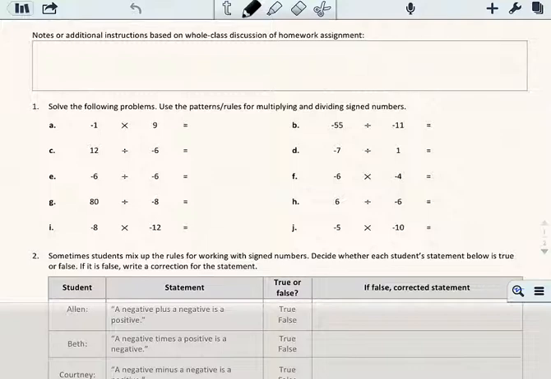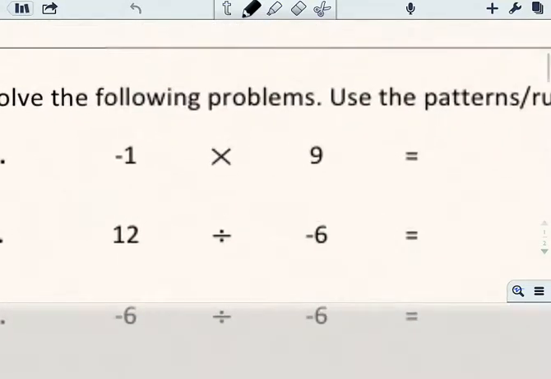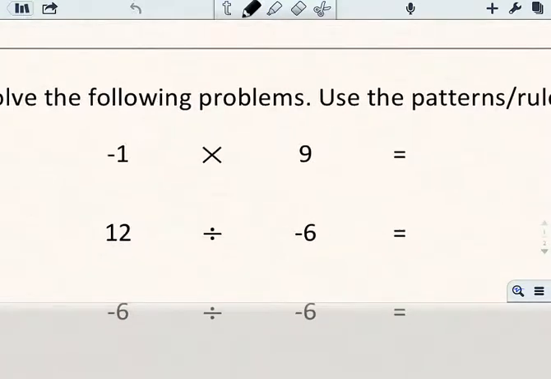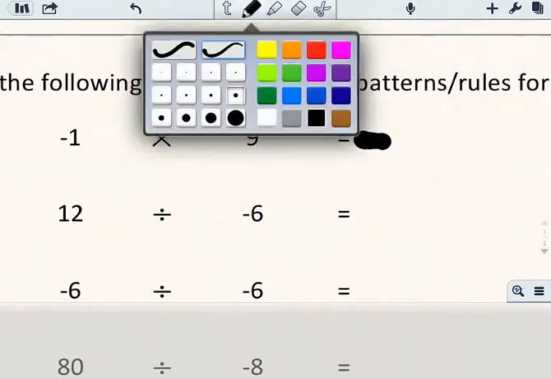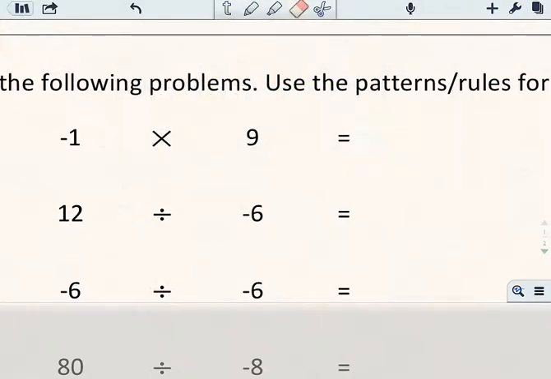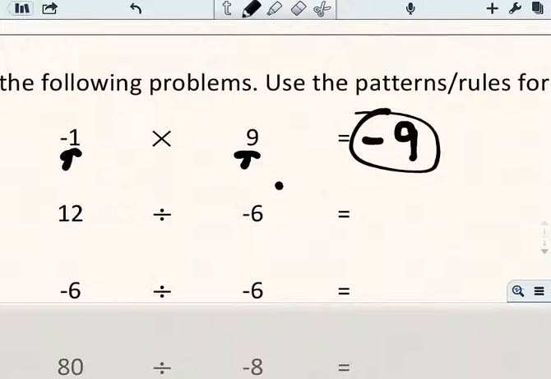Here we have a negative 1 times a positive 9, so I automatically know my number will be negative. Let's dial it back. So we automatically know we're going to have a negative answer. Then all we really have to think about is what's 1 times 9. Of course, in this case, 1 times 9 is going to be 9. Negative, of course, because one's a negative, one's a positive. Boom, negative 9 is your answer.